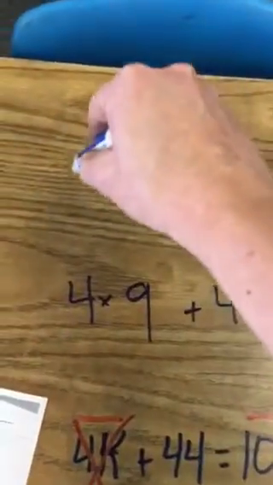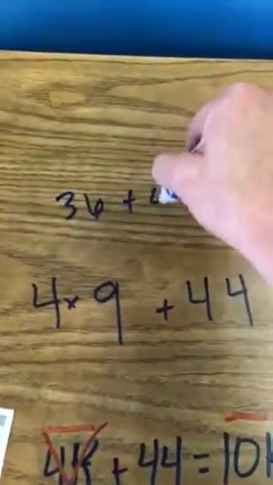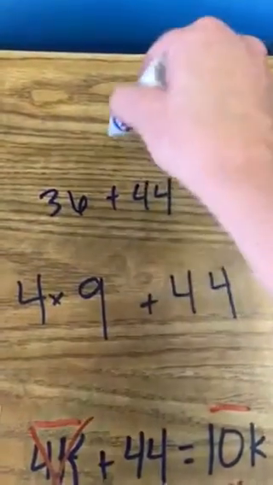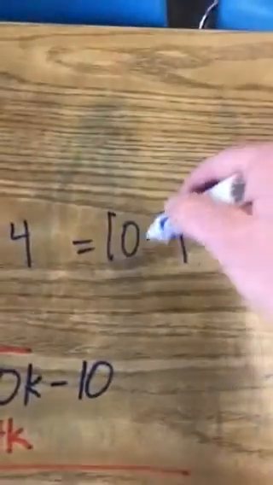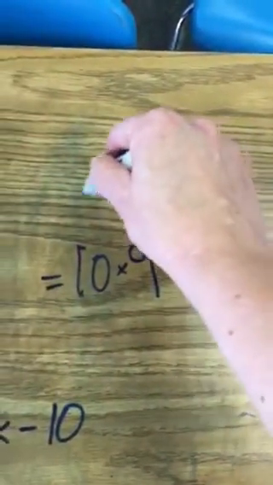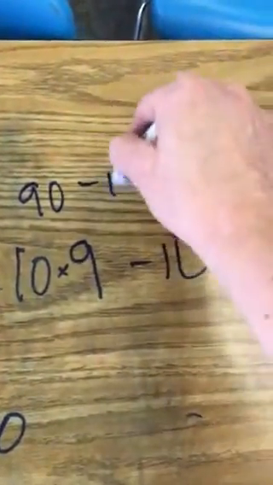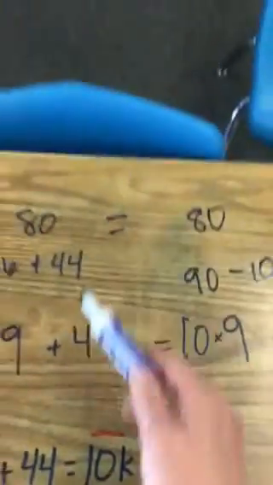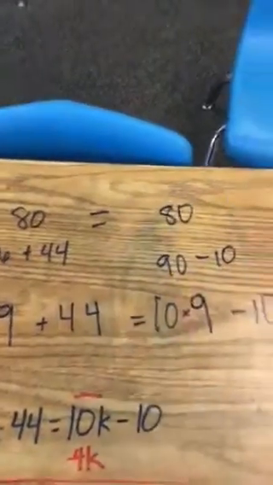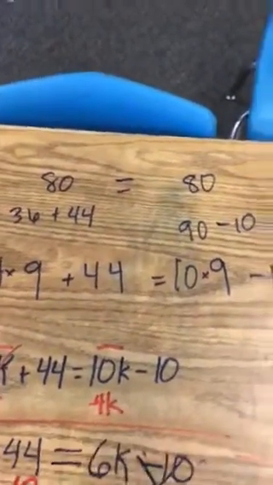And I have 4 times 9, that's 36, plus 44. Ooh, well, that is the value of 80. And then I've got 10 times 9, which gives me 90, minus 10, and that is the value of 80. Therefore, I have 80 equals 80, and that is a true algebraic statement.